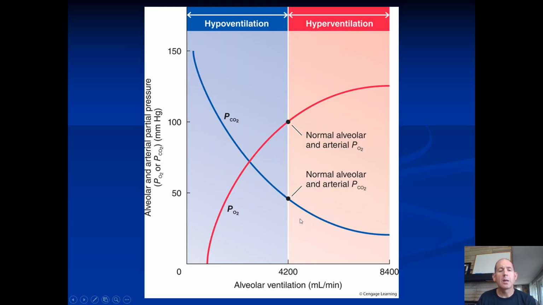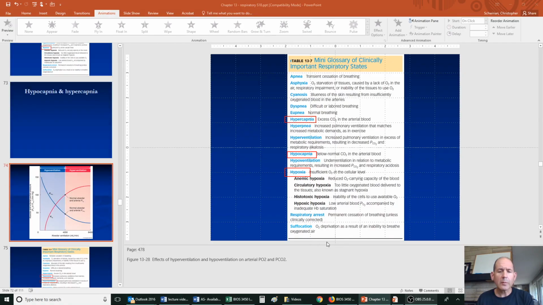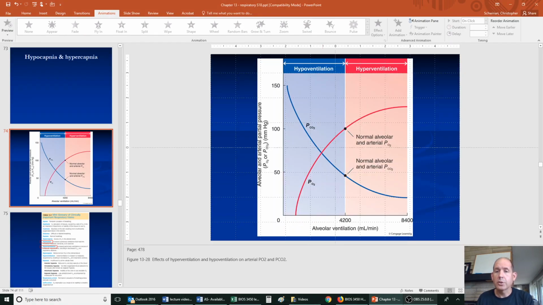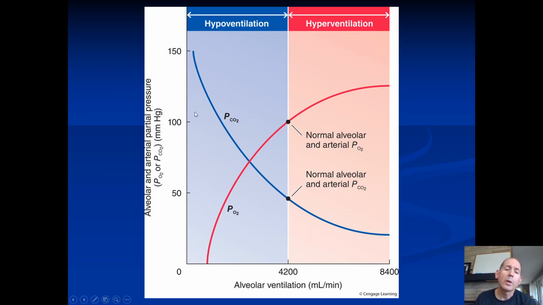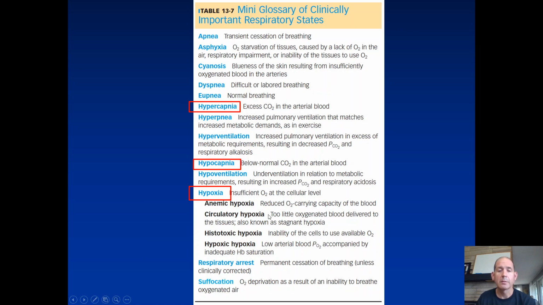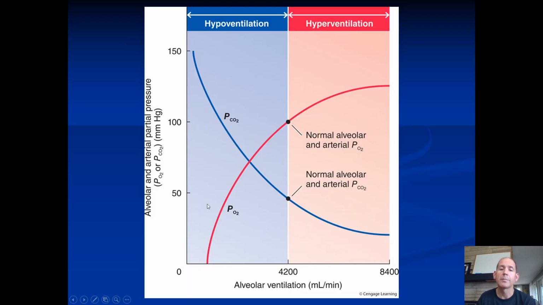You can see this in your textbook, and this is figure 13-28, where you can see here, if you are relatively hypoventilating, you would have elevated CO2, okay? And you would also have less oxygenation, potentially causing hypoxia. And in this case, it would be hypoxic hypoxia due to relative hypoventilation.